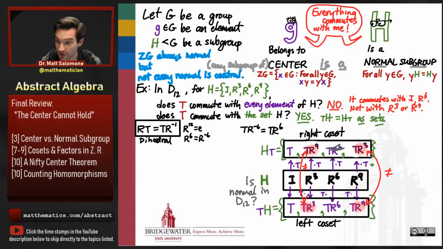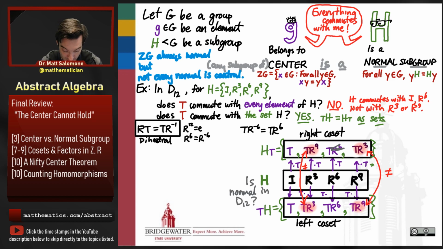So keep these two definitions square in your mind so that you don't end up talking yourself into a corner by trying to insist that your subgroup be central rather than just be normal, which is the weaker condition. Every subgroup of the center of a group is guaranteed to be a normal subgroup, but not every normal subgroup is a subgroup of the center.